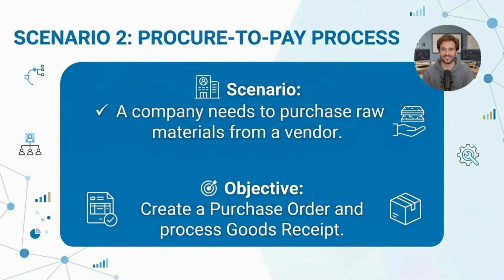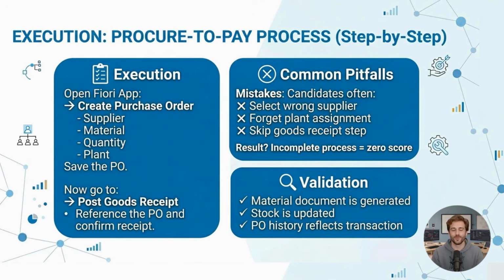Task 2, Procure-to-Pay process. A company needs to purchase raw materials from a vendor. You must create a purchase order and process goods receipt. Open the Fiori app and go to Create Purchase Order. Enter the supplier, material, quantity, and plant, then save the purchase order. Next, go to Post Goods Receipt, reference the purchase order, and confirm the receipt.